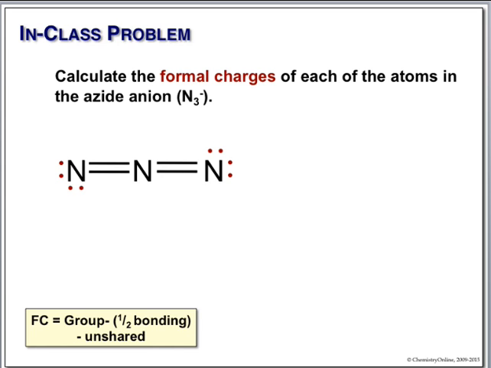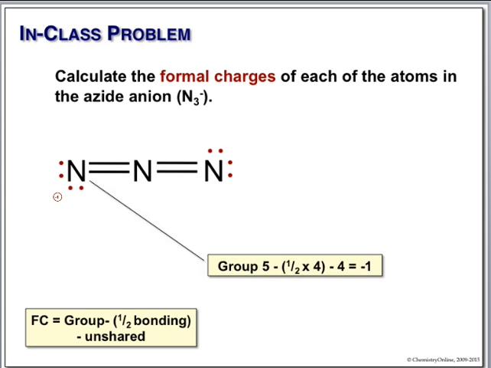Nitrogen on the end here, group 5. We have 2 covalent bonds, so we're going to subtract 2. We have 4 unshared electrons, subtract 4 more. This is minus 1.